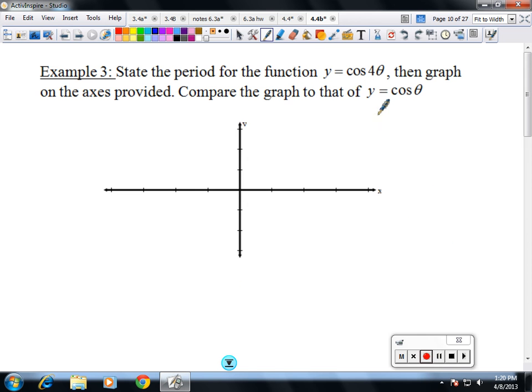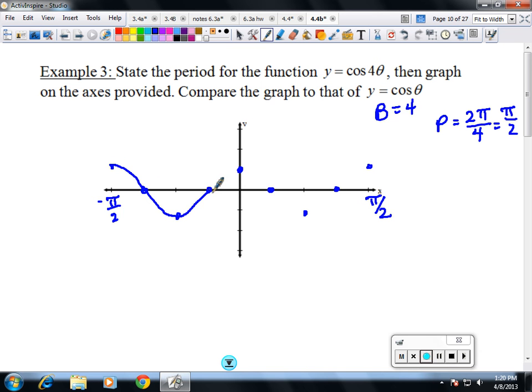So, right now, b is 4. So the period is 2 pi over 4, or pi over 2. All that does is labels your ends. That's it. It actually stretches and shrinks the graph, but that's pretty difficult to actually graph, so we just label the ends and graph our regular old cosine graph. The only difference is my ends are labeled differently. Regular old cosine, amplitude of 1, and I just sketch it, and I'm done.